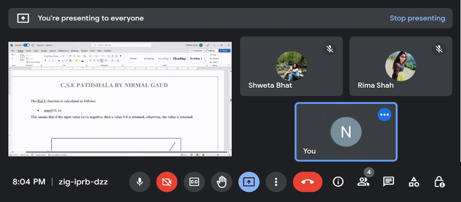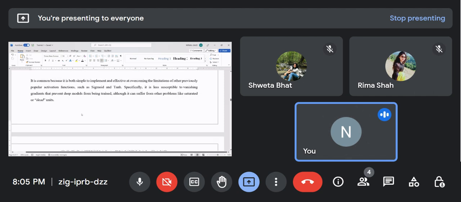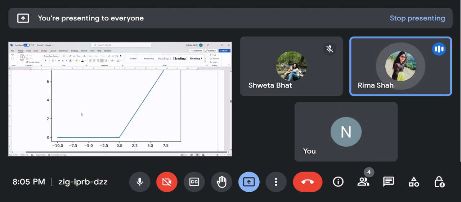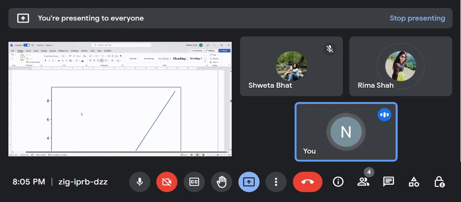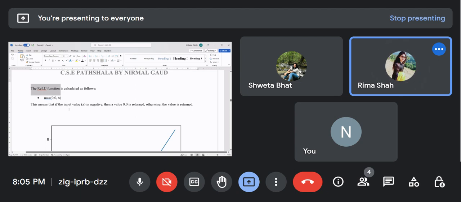Again, we use non-linear activation functions, as the concept says. Basically, it depends on our data, but in most cases we are using the ReLU function in the hidden layers.